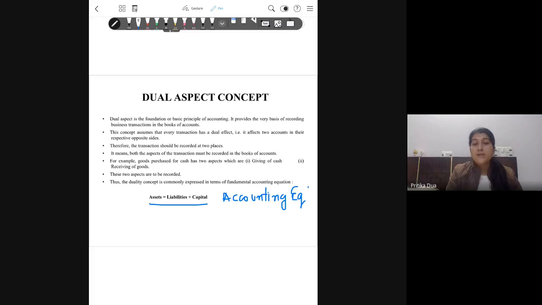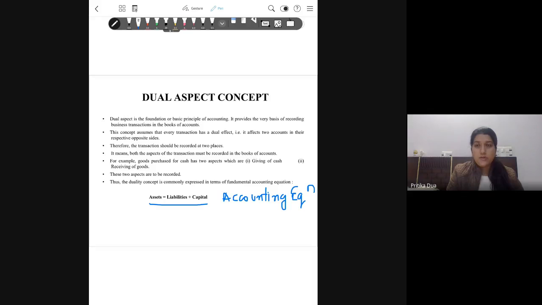So, what do we mean by assets? They are things of value owned by the business, by the company, and they generate money for the business. If I am purchasing a machine, I'm using it for production purposes. That finished good will be sold in the market, and that is generating money for the business. So, assets are things of value owned by the business. Now, the second term on the right hand side of the equation is liabilities.